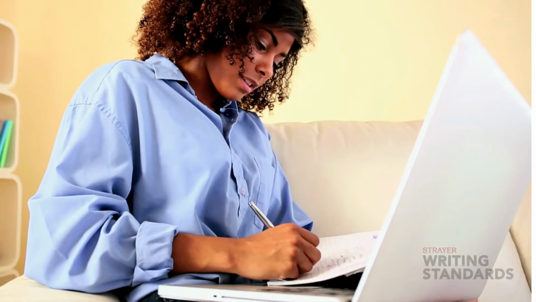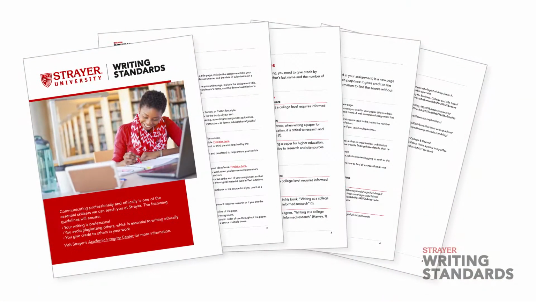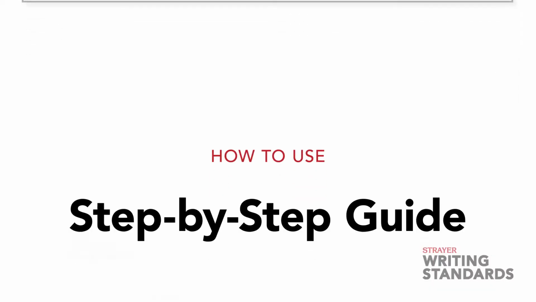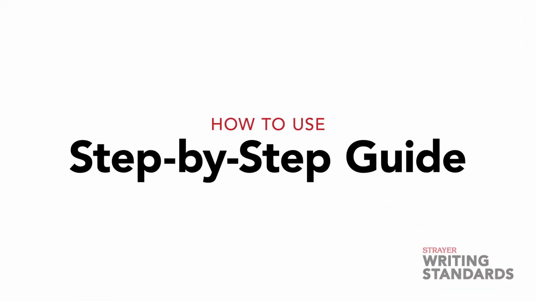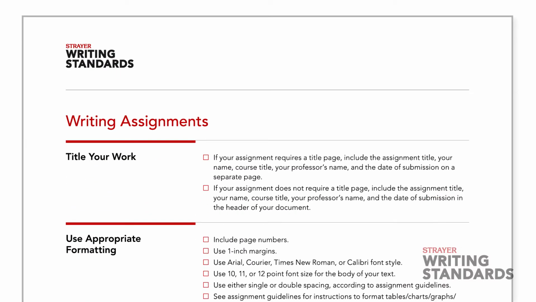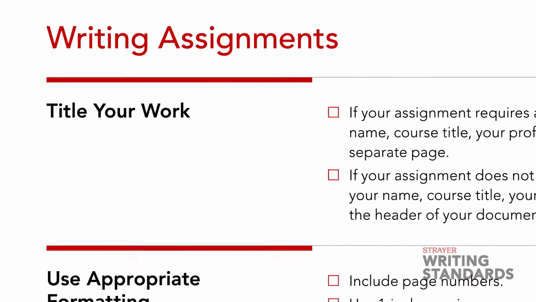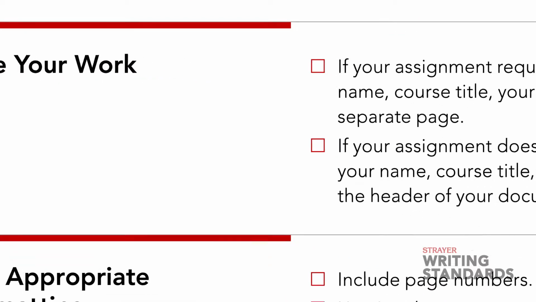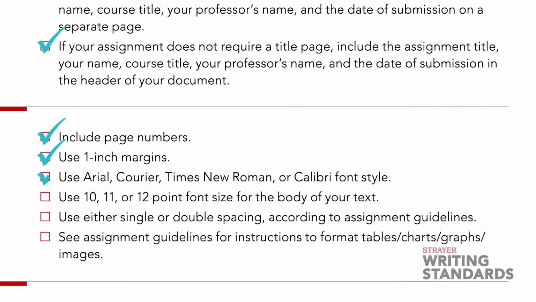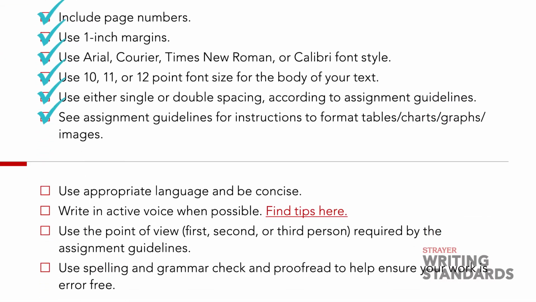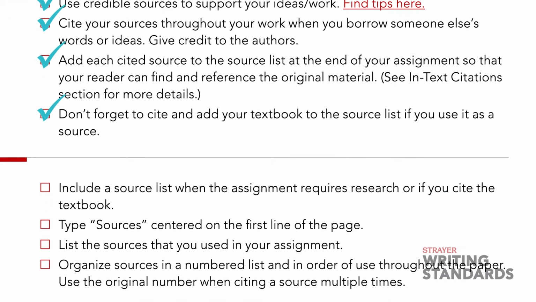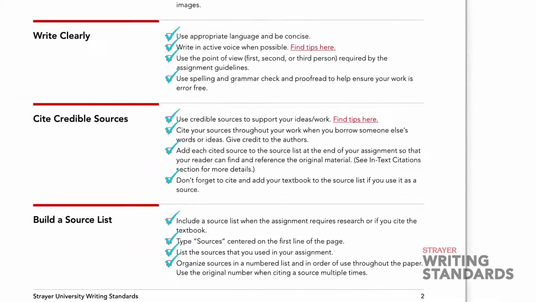There are two common ways the Strayer writing standards are used. The first way is as a step-by-step guide to create an assignment in SWS style. The Strayer University Writing Standards Guide is designed in a checklist format. You can print the standards out and check off the boxes as you create your assignment. This method ensures that you follow the standards and helps you understand your instructor's expectations.